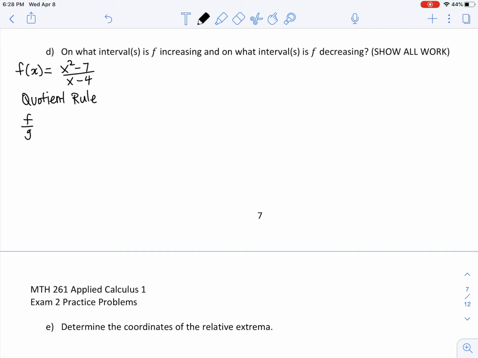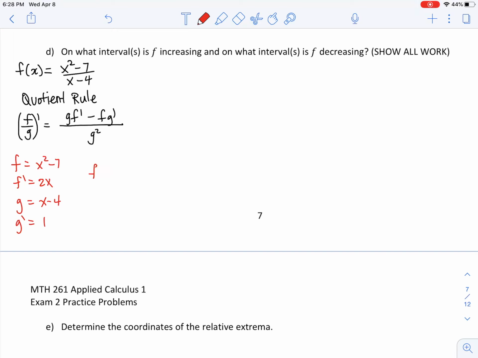Remember, quotient rule is you're taking the derivative of a quotient. We're going to call the numerator f and the denominator g. The derivative will just be over g squared, gf prime minus fg prime. So let's label everything we know. F is x squared minus 7, then f prime is 2x. G is x minus 4, therefore g prime is simply 1.